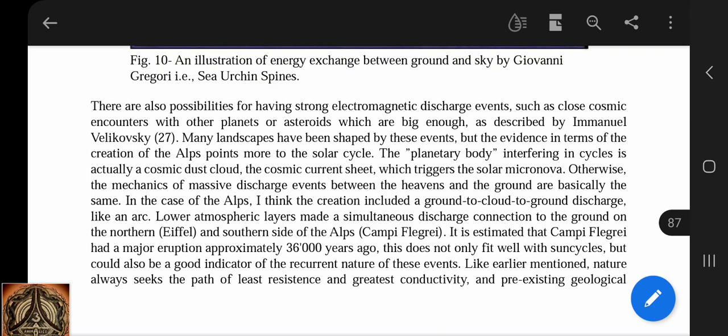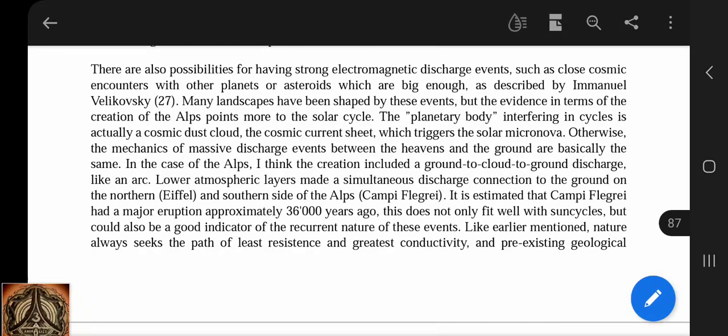The planetary body interfering in cycles is actually a cosmic dust cloud, the cosmic current sheet, which triggers the solar micronova. Otherwise, the mechanics of massive discharge events between the heavens and the ground are basically the same. In the case of the Alps, I think the creation included a ground-to-cloud-to-ground discharge, like an arc.